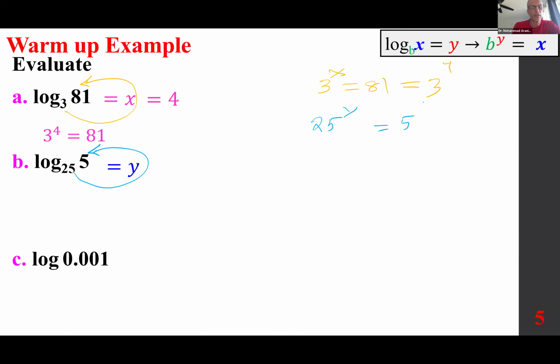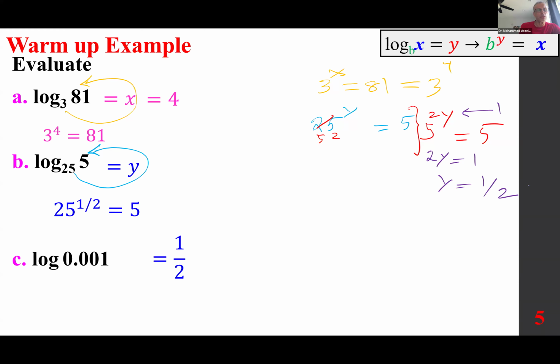And we know 25 can be replaced with 5 squared. Therefore, 5 to the power of 2y is equal to 5. On the right side, when we don't write the exponent, it must be 1. So 2y must be 1, y must be 1/2, as you can see here, or understand this as the square root of 25.